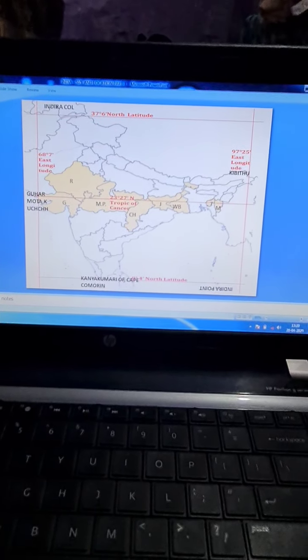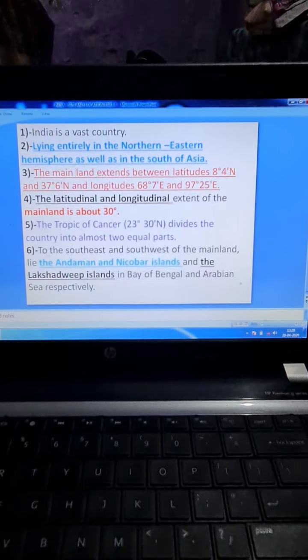So please listen again. The southernmost point of India is Indira Point. But when we talk about the southernmost point of the Indian landmass, we always write Kanyakumari or Cape Comorin. Now we will move towards the next point.